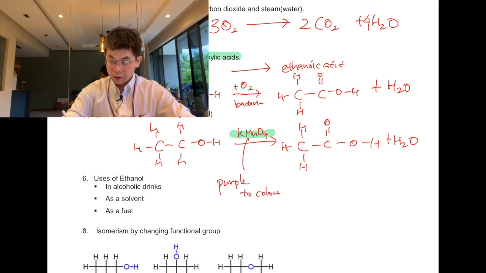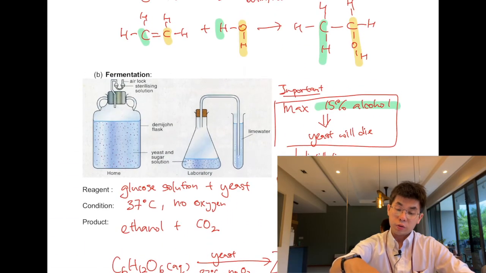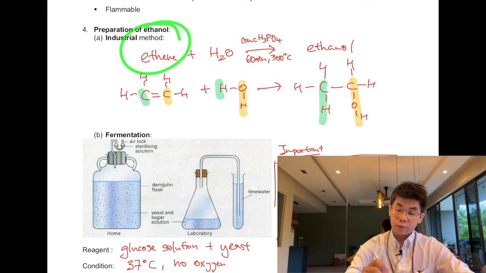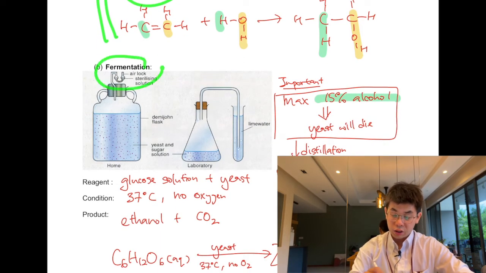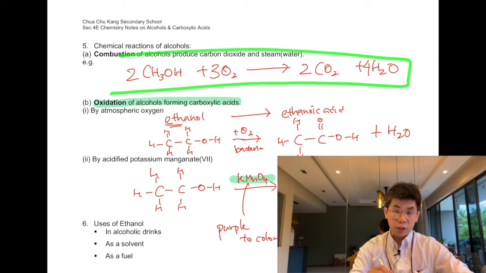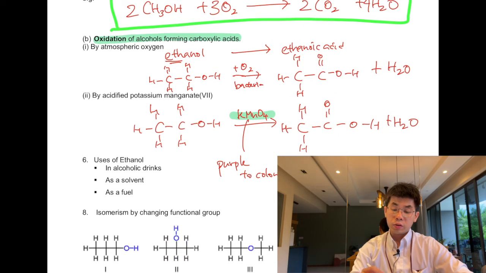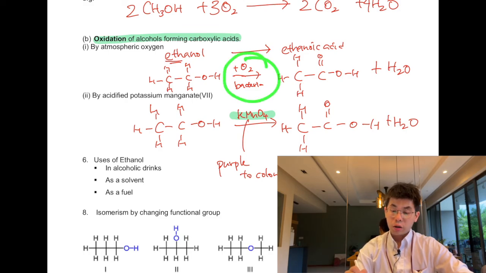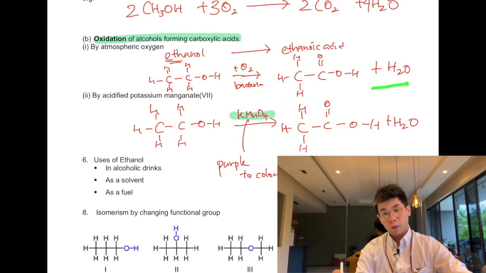So let me just recap the chemical reactions. Firstly, we must know how to produce ethanol, either the industrial method or the fermentation method, where I need to know the steps. Then you must know that alcohols go through combustion, right? And then you also need to know that alcohols can become carboxylic acids using oxygen or an oxidizing agent, KMnO4, to form a carboxylic acid and water. Alright, so that is alcohols, and I hope that will be okay for you. Practice, all the best. 3, 2, 1.